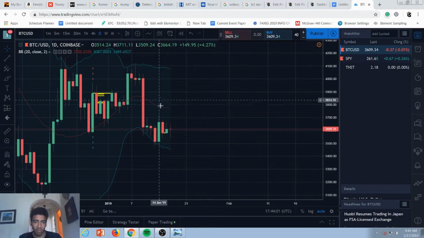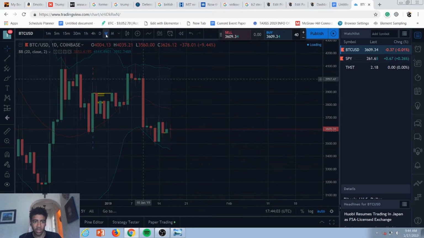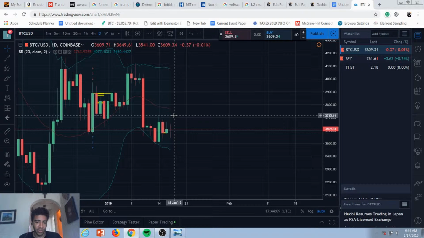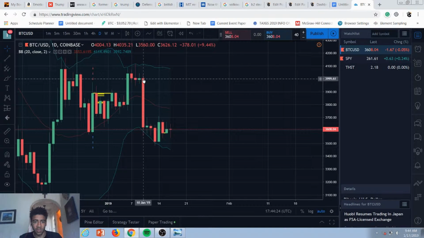Depending on whatever time frame you're looking at, it could be the week chart, day chart, 4 hour, 5 minute, etc. Each candlestick represents all the price activity for one given time period. So since we're on the day chart, this giant red candlestick right here, this is all the price activity that occurred on January 10th, 2019.